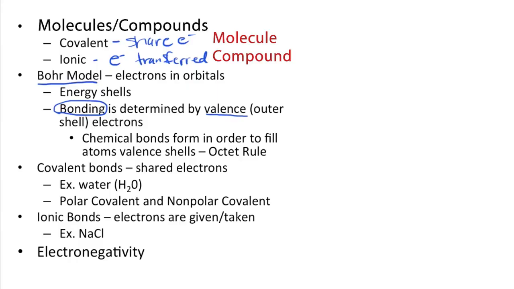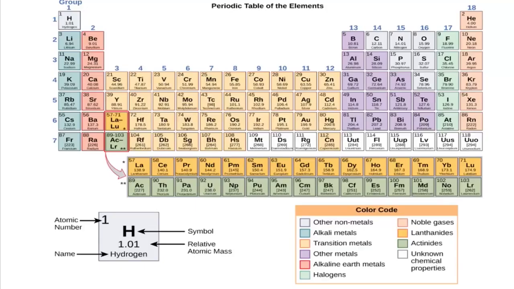Now, if we look at the periodic table, one thing I want to point out to you is you can tell about the valence electrons of an atom based on where they exist in the periodic chart. So this first group right here all has the same structure in their valence electrons. They're group 1, and as we'll see in just a minute, they have 1 electron in their valence shell.